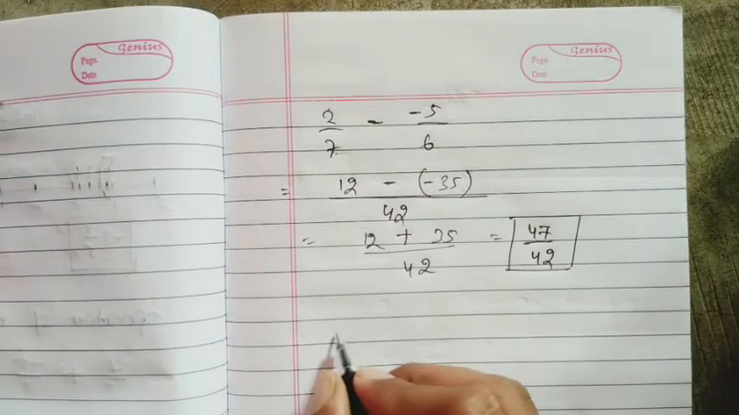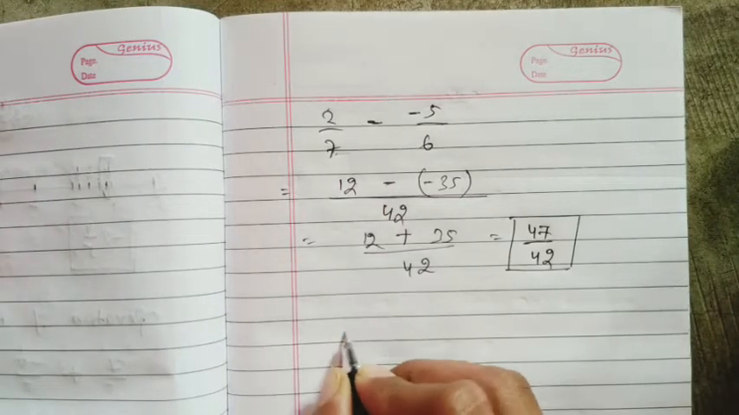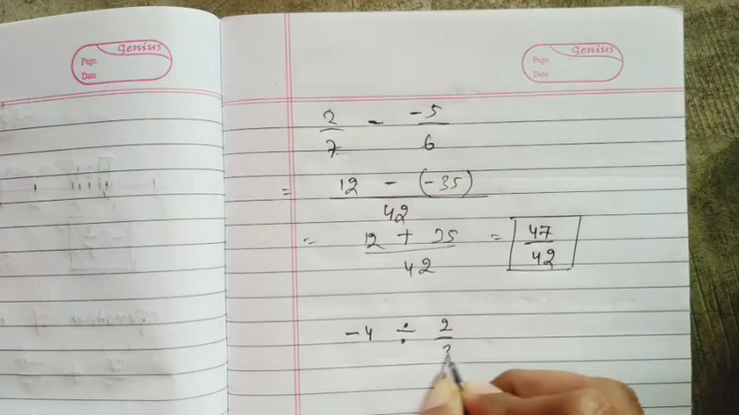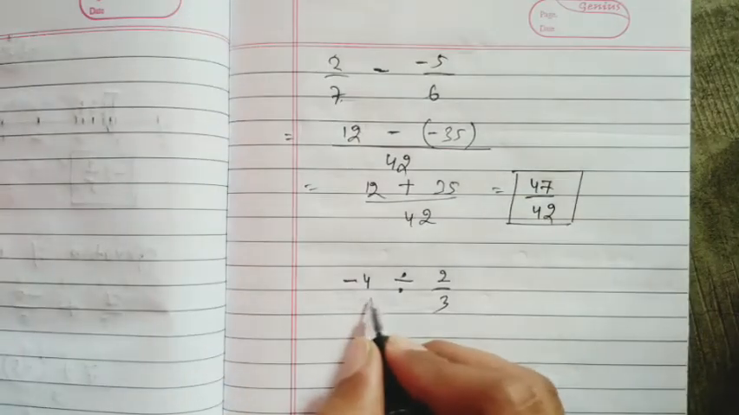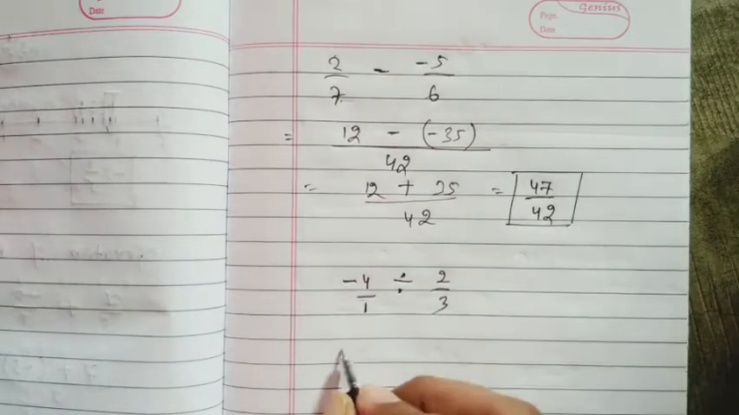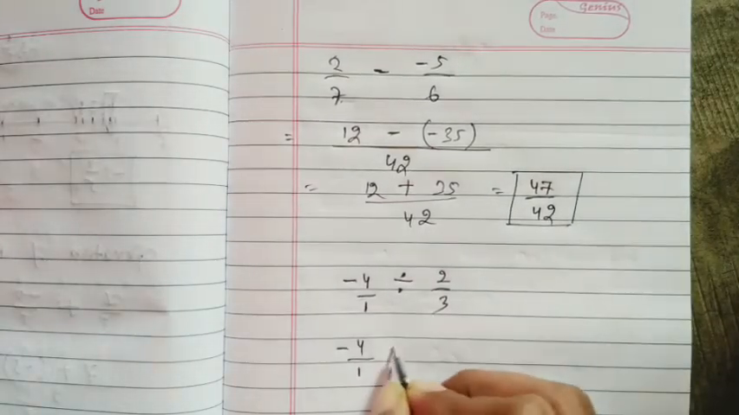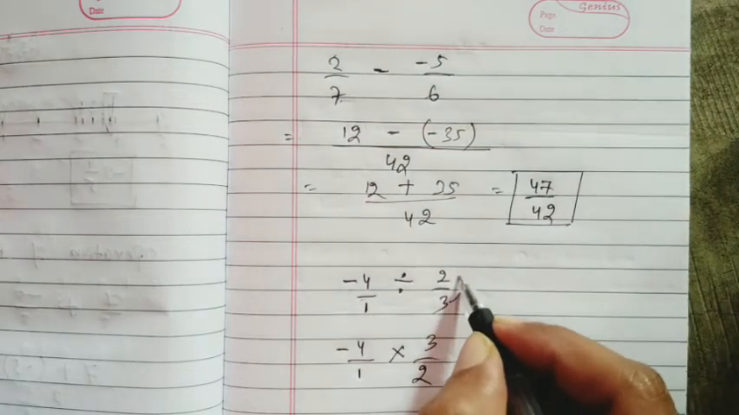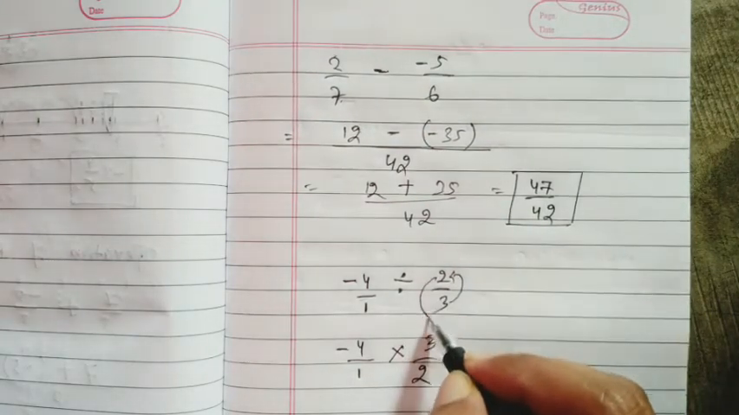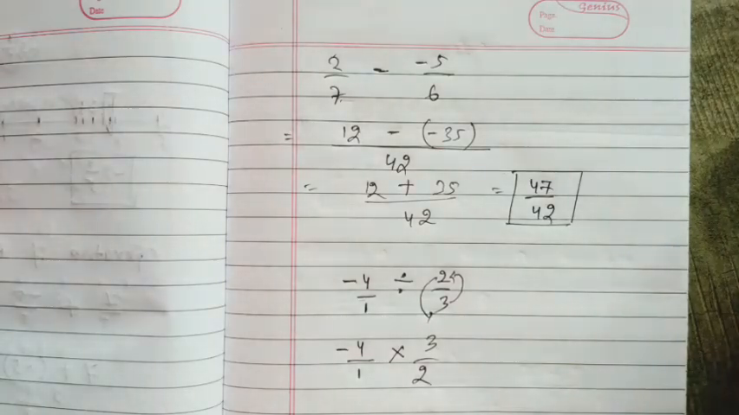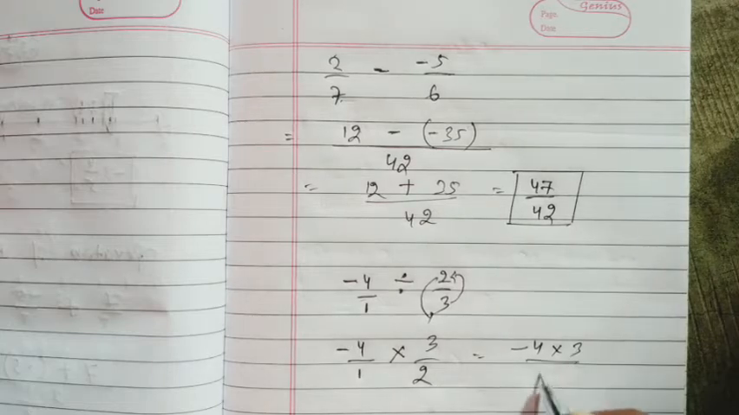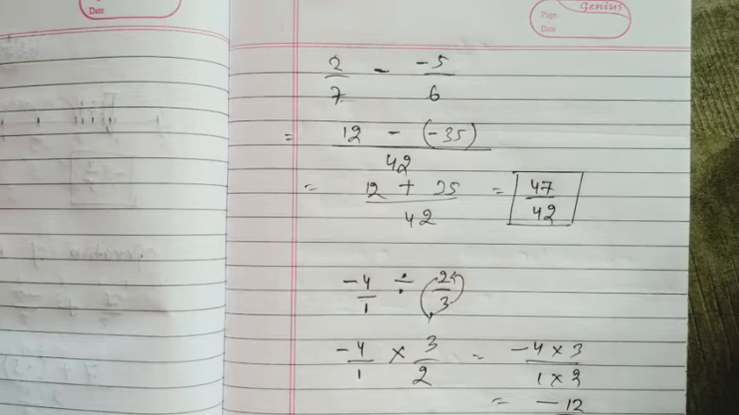And the division part. Division, what do we have to do? Minus 4 divided by 2 by 3. So what do we have to do? Nothing is here, put the denominator 1 here. Now minus 4 by 1 multiplied by 3 by 2. This 3 will shift into the numerator, and the 2 will come to the denominator. Now 4 into 3 by 1 into 2, that is 12 by 2.